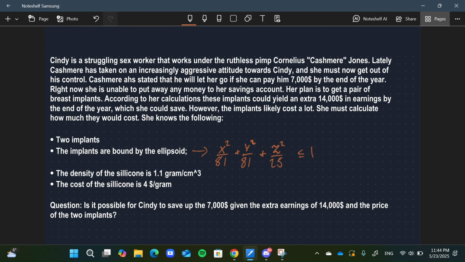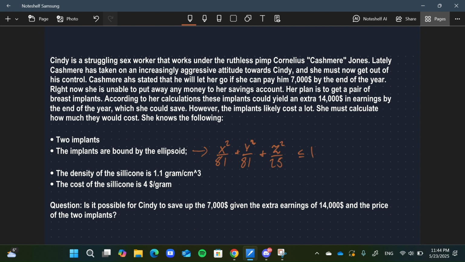So we have this problem here. Cindy is a struggling sex worker that works under the ruthless pimp Cornelius Kashmir Jones. Lately, Kashmir has taken on an increasingly aggressive attitude towards Cindy. She must now get out of his control. Kashmir has stated that he'll let her go if she can pay him $7,000 by the end of the year. Right now, she is unable to put away any money to her savings account. The plan is to get a pair of breast implants.